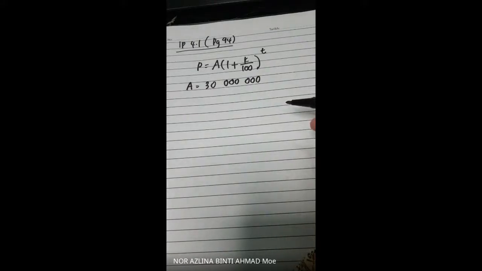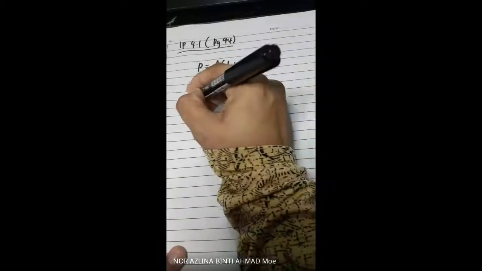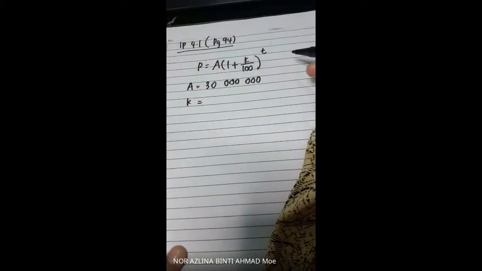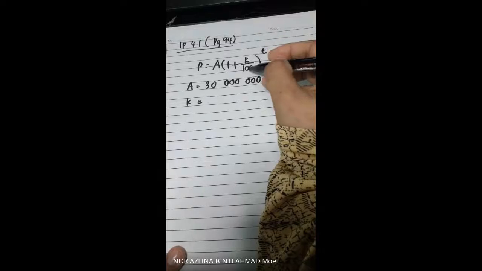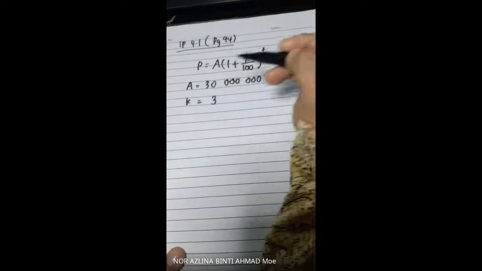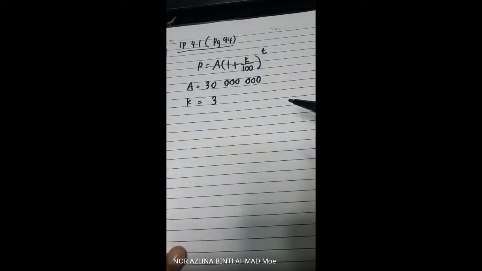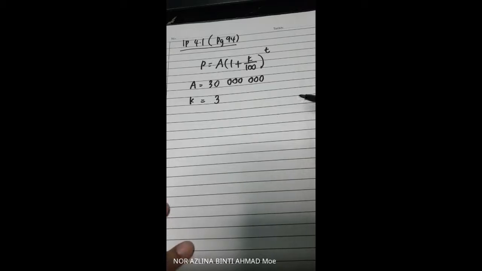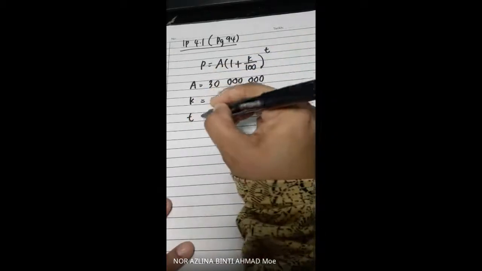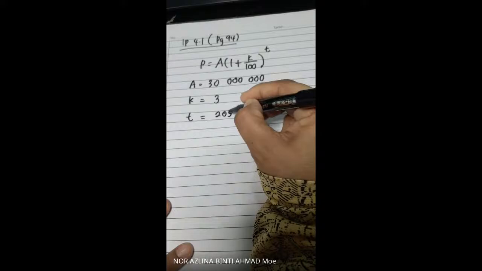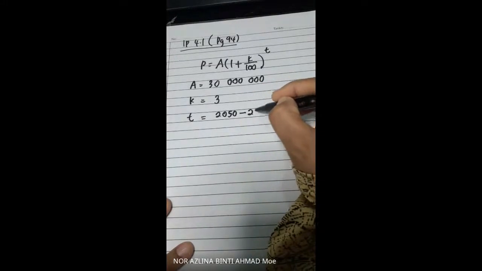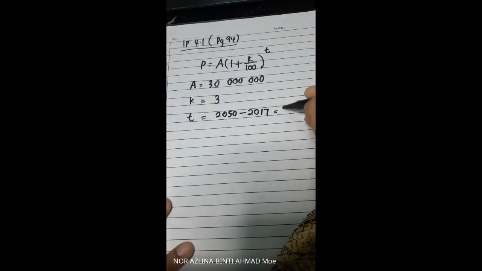Okay, assuming that this population increases with rate. So rate is K. K is rate, 3%. So this is over 100 given. So here is 3. Each year, estimate the population of this country in the year 2050. So how to get T? 2050 minus 2017. So here you will get 33.